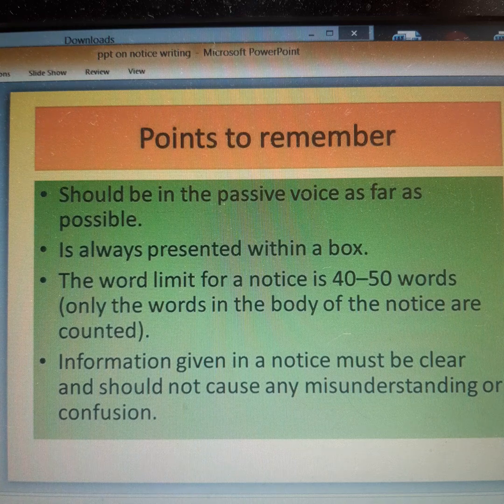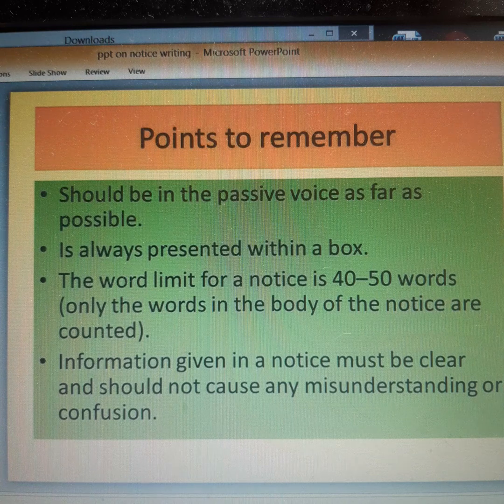A notice is always enclosed within a box. The word limit for this writing task is again 40 to 50 words. And only the words in the body, that is the detailed content of the notice, are taken into account, are counted. Okay. Last point, information given in a notice must be clear and should not cause any misunderstanding or confusion.